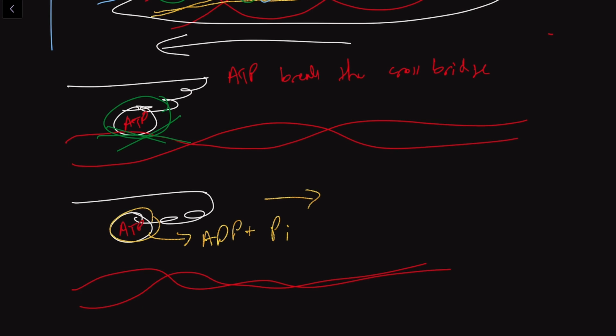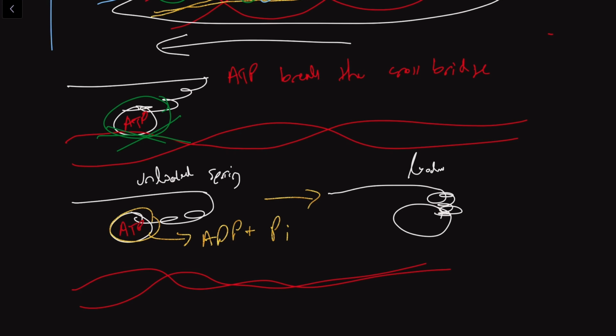Once this happens, it takes that spring and reloads that spring. So this is the unloaded spring. This is the loaded spring. And now, because that ATP was just hydrolyzed, it exists as ADP and Pi. And we no longer have that cross bridge because ATP sitting on that myosin head pushed off that cross bridge from earlier.